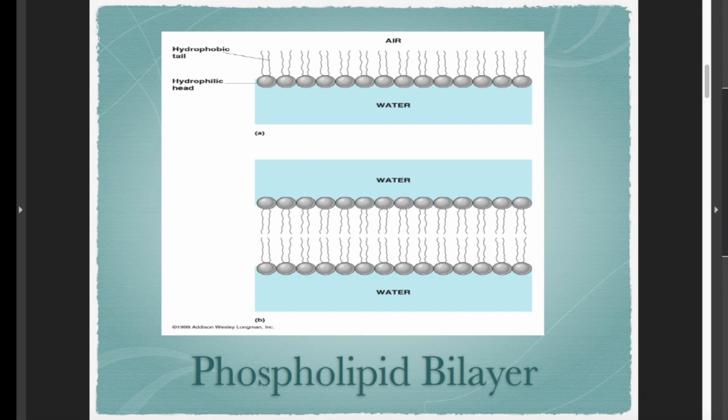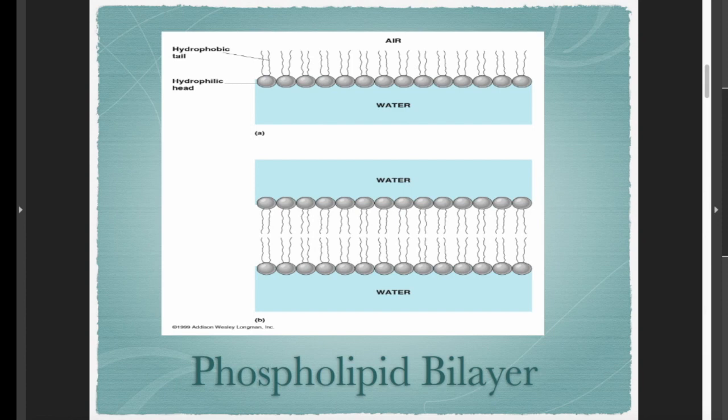Here is a picture of the phospholipid bilayer. Now, the top portion is just one layer, so that's a phospholipid layer. The bottom picture is the bilayer, bi meaning two, think of bicycle, two wheels. So here we have the phospholipid bilayer.